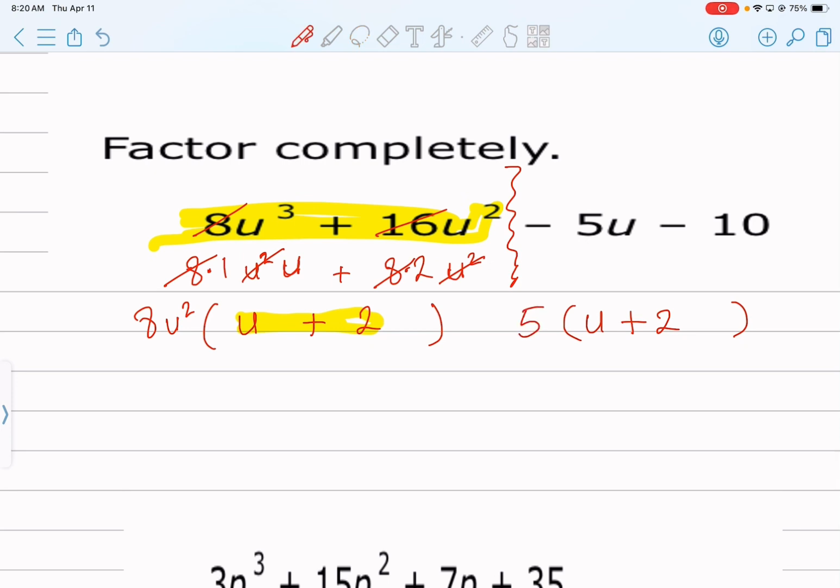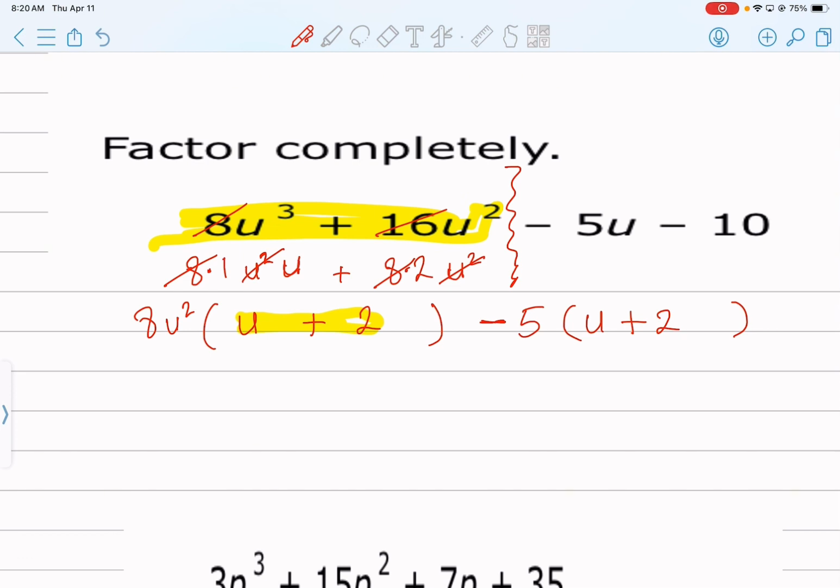Let me put 5 outside here. Let's check it. What is 5 times u? 5u. What is 5 times 2? 10. Does it work? Yes and no, because of the sign. But guess what the sign is going to be? Minus. Let's check if minus 5 works. What is minus 5 times u? Negative 5u. What is minus 5 times plus 2? Negative 10.